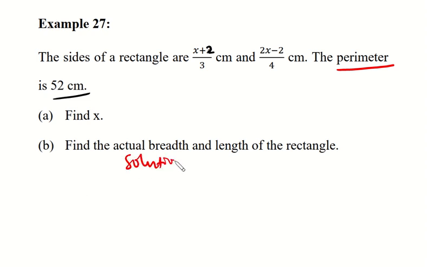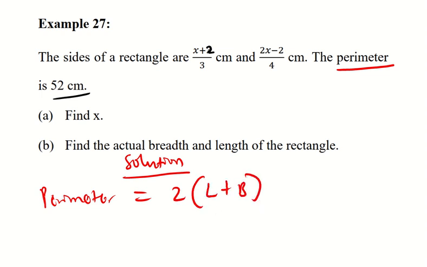So let's start with this. What's the perimeter of a rectangle? Let's just start from this. So perimeter of a rectangle is equal to 2 into bracket length plus breadth. Length plus breadth. Is that okay?